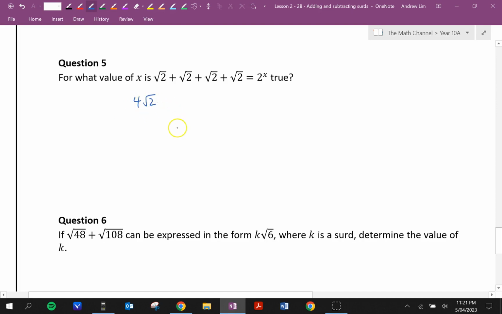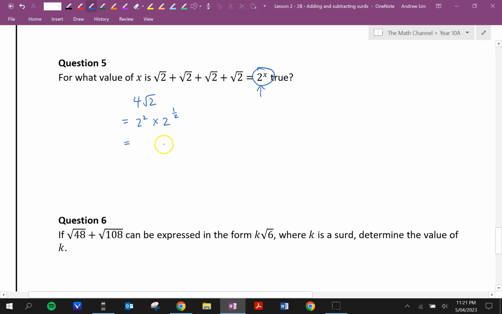Now this is sort of like saying 2 squared times 2 to the power of half. Remember, this surd has a power of half. 2 squared is 4. The reason I've done that is so they have a base of 2, because we want our answer to have a base of 2.